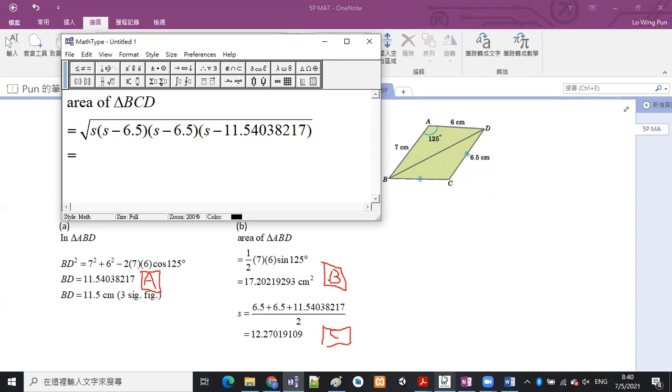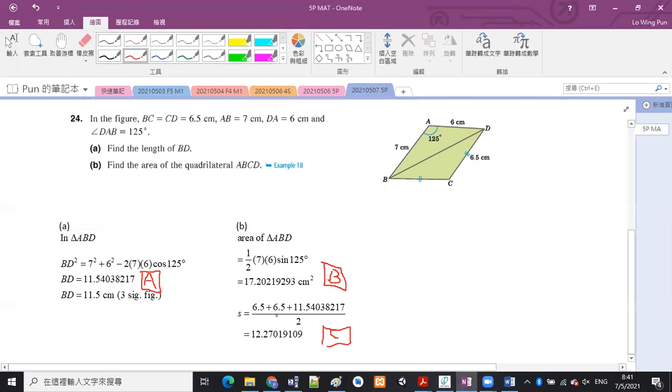So for the S, I'm going to type memory C. Okay, C times bracket C minus 6.5, and times bracket C minus 6.5 times bracket C minus, that one should be memory A. Okay. And then it's the square root. Should be 17 point something. Okay, and that is not the final answer, so I will save this to memory D.